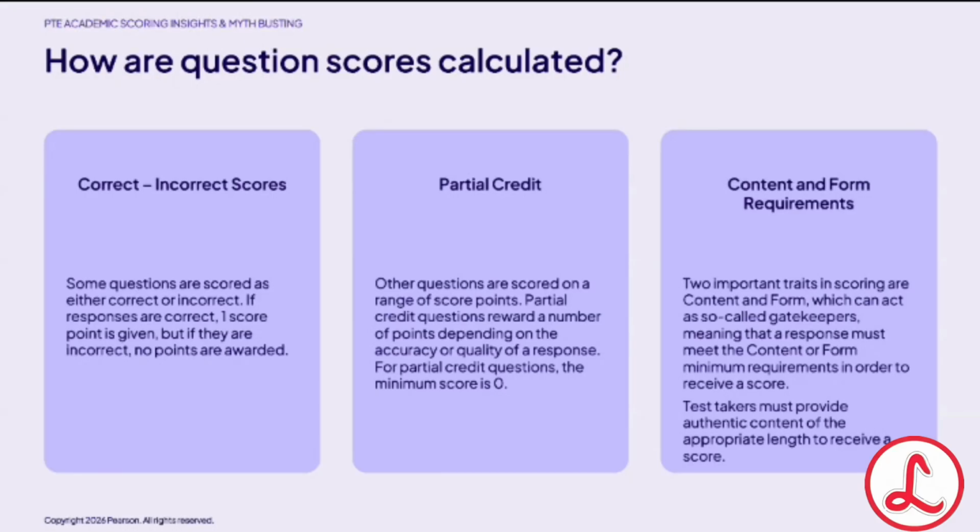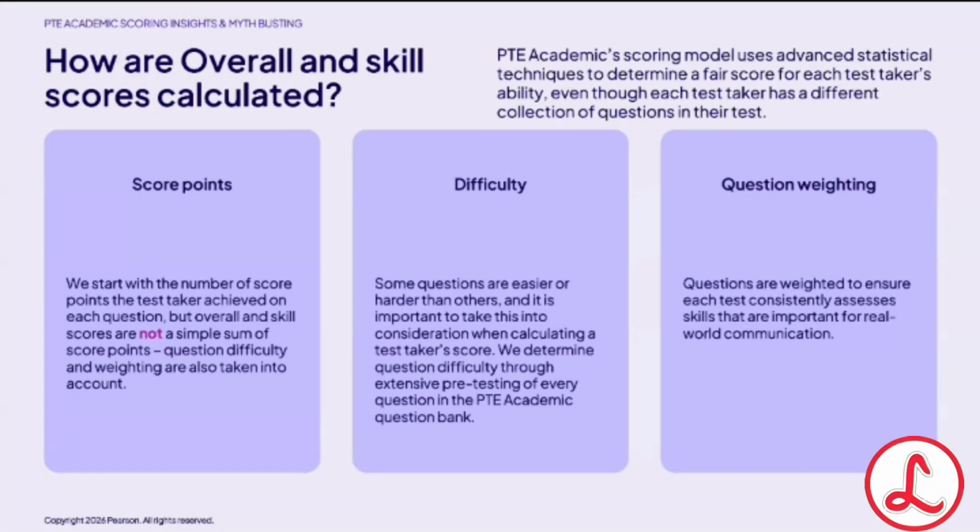So that's how individual questions are scored. But how do we actually create overall scores or skill scores based on that? I think there's an assumption that we just add up all the score points across different questions, and that total score gives you a score out of 10 to 90 on the PTE Academic scale. But it's actually not quite that simple.